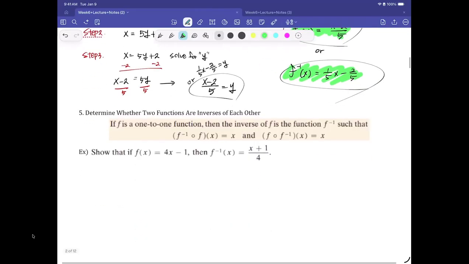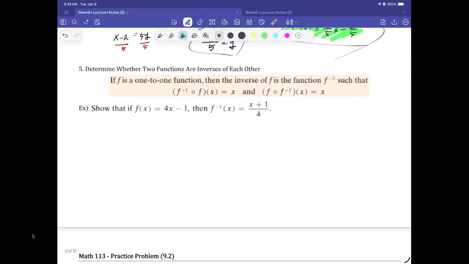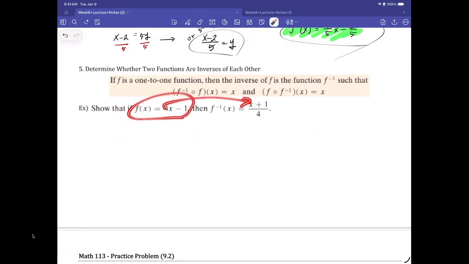The last one is this: to determine whether the two functions are inverses of each other. If the inverse of this is this, how do we know? We can test through the composite function. If f inverse composite f of x gives us x, and f composite f inverse of x gives us x, then they are inverses of each other, okay?